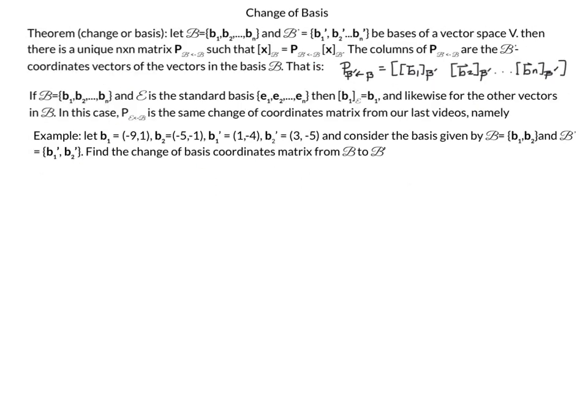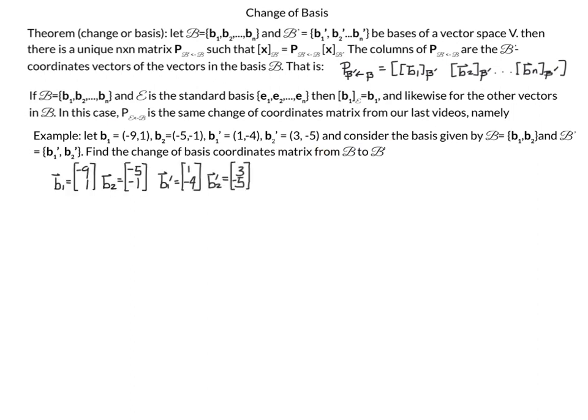Our first example is we have a basis with b1 and b2. b1 is equal to negative 9, 1, and b2 is negative 5, 1. Then we have a second basis with basis vectors b1 prime and b2 prime, where b1 prime is equal to 1, negative 4, b2 prime is equal to 3, negative 5. Find the change of basis coordinate matrix from B to B prime.